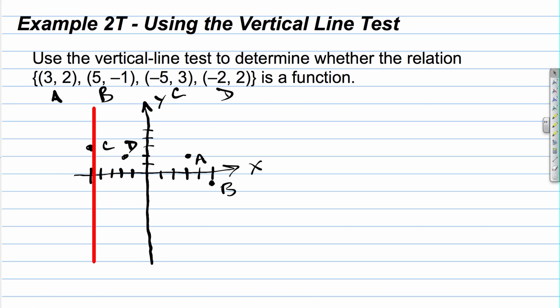y value. So if we see here this point, well, there's only one point on our vertical line. There's only one point on our vertical line there, and there, and there. A lot of times if you're doing this in class, you can just use your pencil as a vertical line. So you'd write a little answer here saying that this passes the vertical line test.